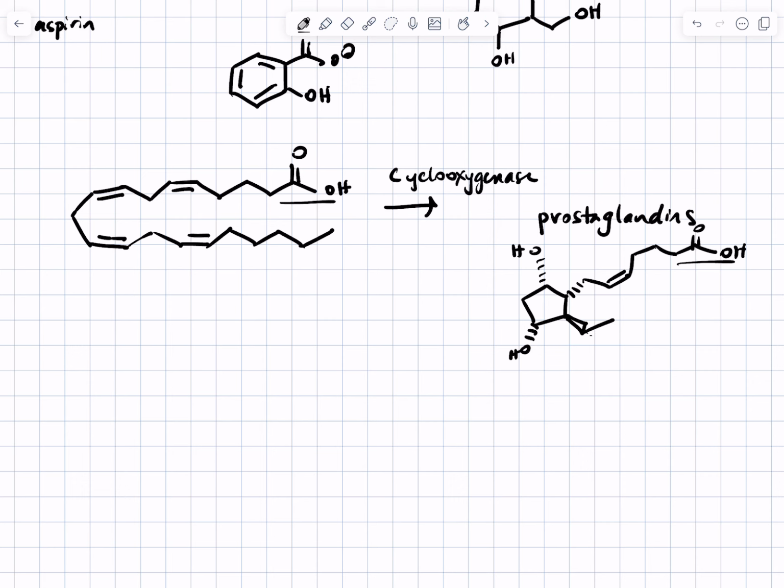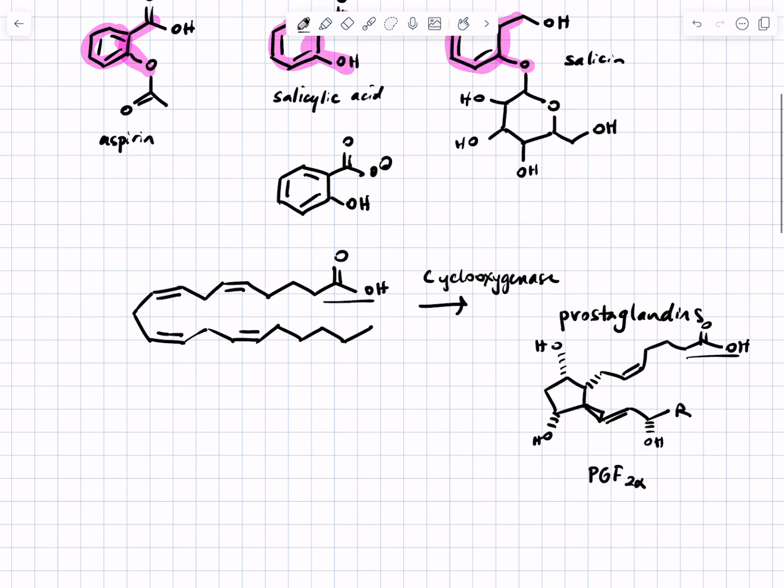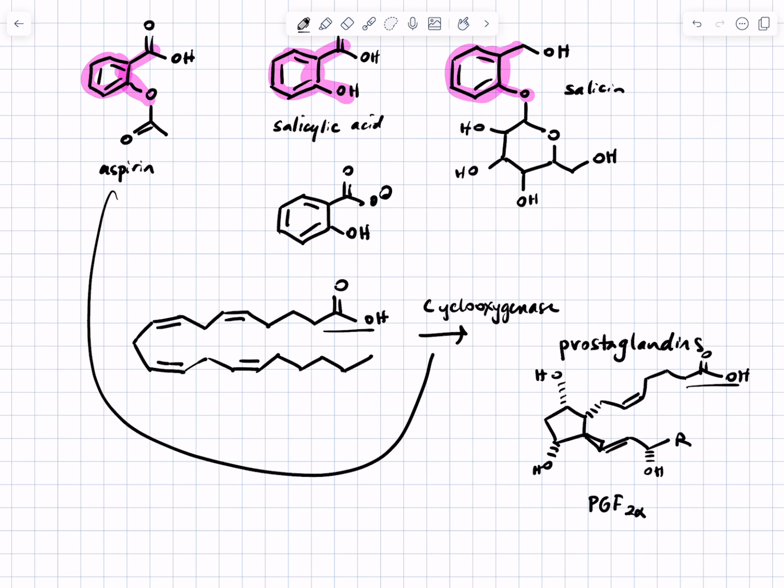And then we can draw the rest of the molecule without a whole lot of effort. Maybe I'll just put an R group there and we'll call that good. That's prostaglandin F2 alpha. And again, these are involved in pain and inflammation. The stories are related because aspirin blocks and inhibits the effect of cyclooxygenase, and so lowers the amount of prostaglandins that are involved in pain and inflammation.